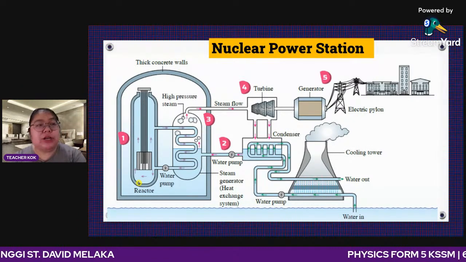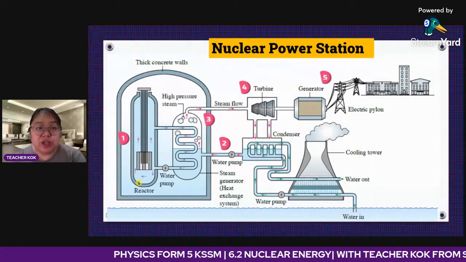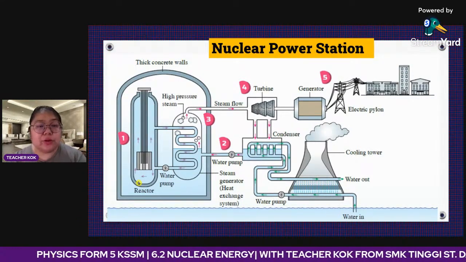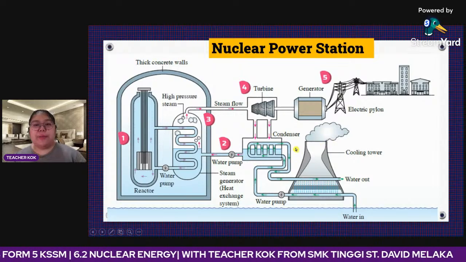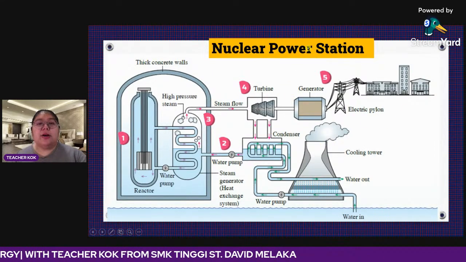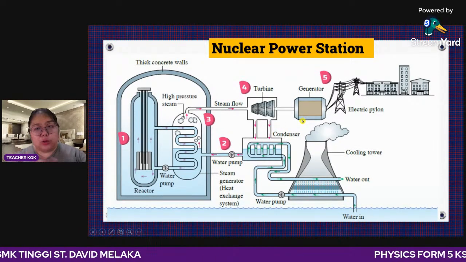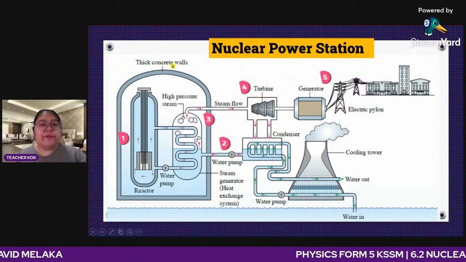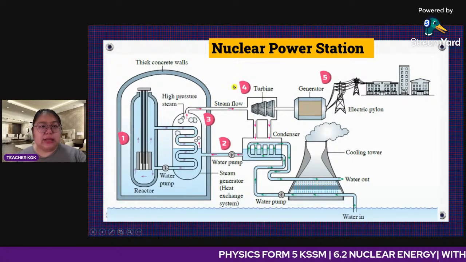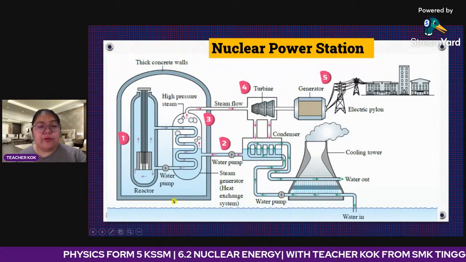So from the power station, we're using the process of nuclear fission. Listen carefully, fission means the bigger nucleus we split. We separate it into 5 parts, you can see the labels 1 to 5. Actually the power station is separated into a two-part process. First part, you can see the thick concrete wall. This is a reactor.